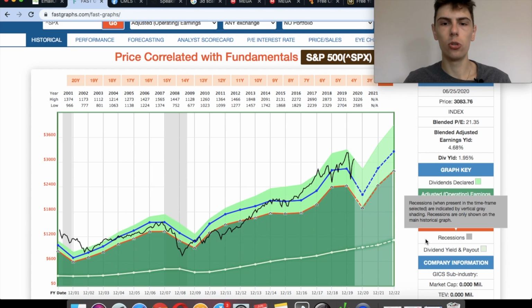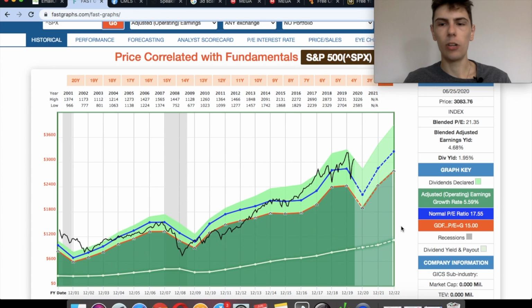All right, and now we are on FAST Graphs, and this is a chart of the S&P 500 compared to the orange line, which is a 15 PE ratio, and the blue line, which is the average PE ratio since around 2000, 2001, which is a little higher at 17.5. And I like to do this sometimes. I like to take a look visually at where we are on the chart to see what future returns are expected to be. And so this is an exercise I like to do a lot, and it's pretty simple.